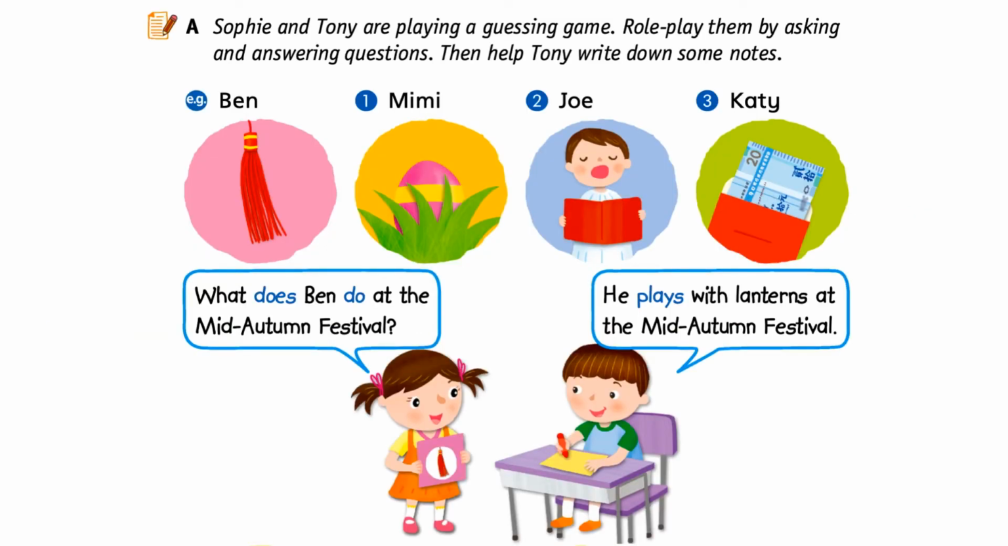Now, let's look at the grammar task together. Part A. Sophie and Tony are playing a guessing game. Role-play them by asking and answering questions. Then, help Tony write down some notes.